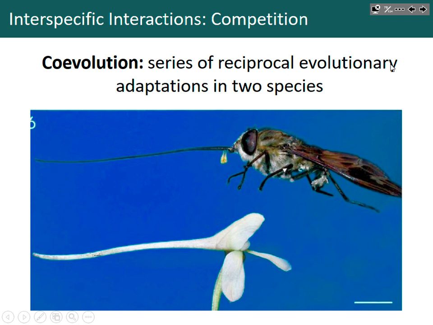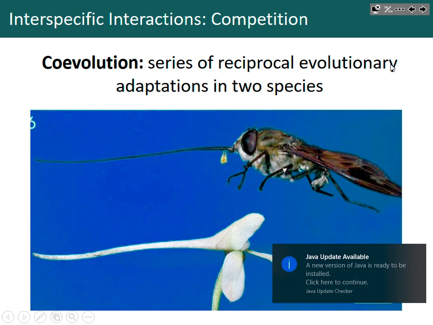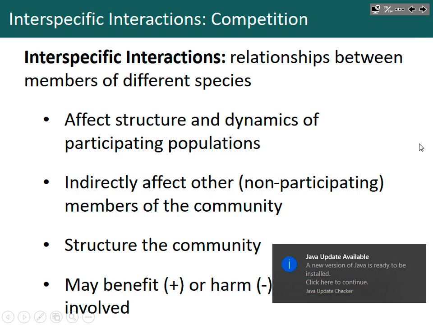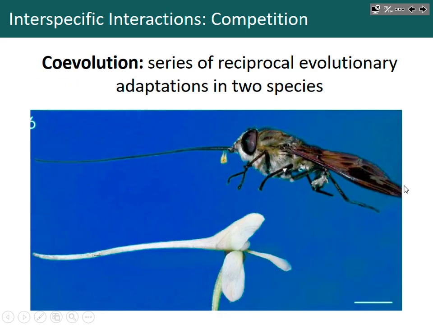So we started our class talking about evolution, and now as we start to think about communities and we're thinking about populations that are interacting with each other, we're really starting to look at coevolutionary processes. And so coevolution is just a series of reciprocal evolutionary adaptations between two species. So if you look at the picture on the slide here, you'll see that we have a moth and the flower that it pollinates. This structure is the moth's tongue, okay? It has this really long tongue that it uses to get at the nectar of this flower, which is actually housed all the way in here.